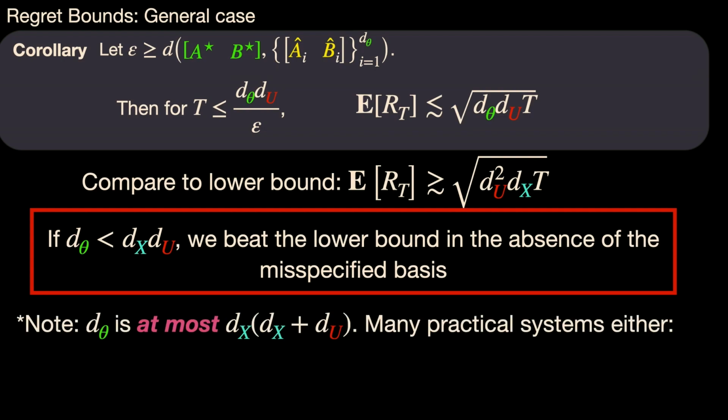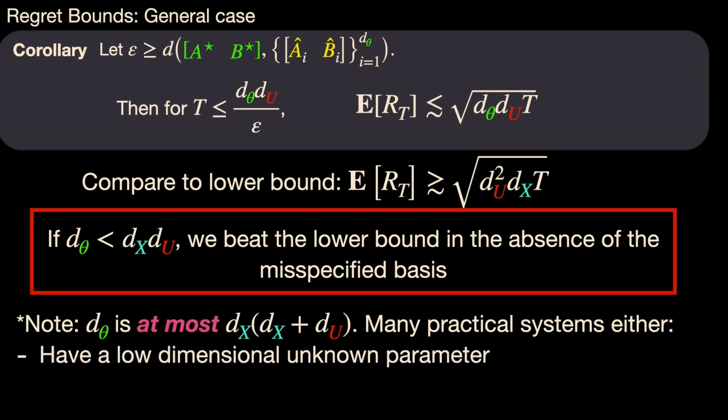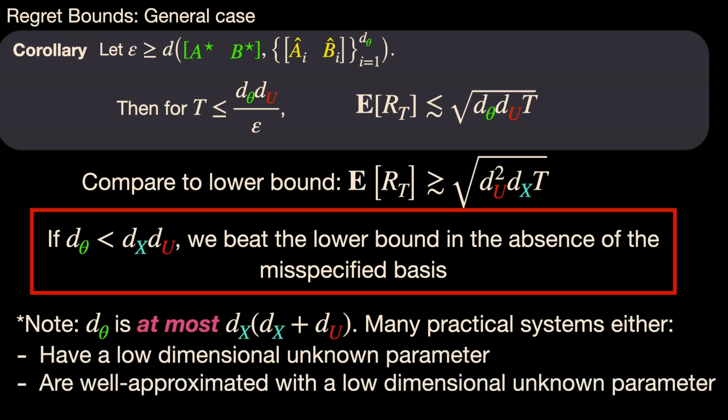Okay, so to understand when this condition is satisfied, note that it's not immediately satisfied because the parameter dimension could generally be as high as dx times dx plus du, but in many systems, we'll be able to have a low-dimensional unknown parameter that describes our system, or at least approximates it well. Okay, so this is nice, but at the end of the day, it's really just shaving down this dimensional factor from d theta, or from du squared times dx to d theta times du.